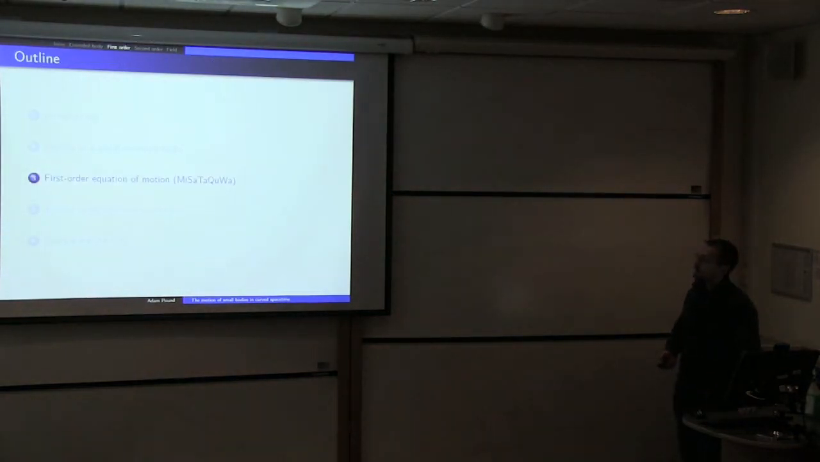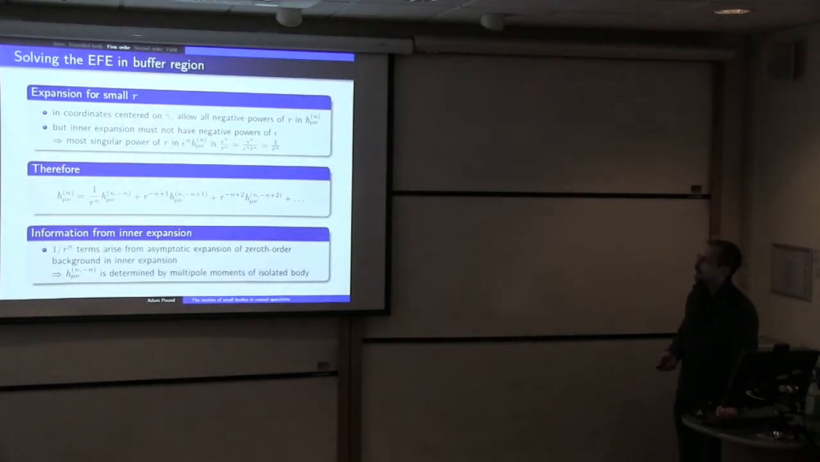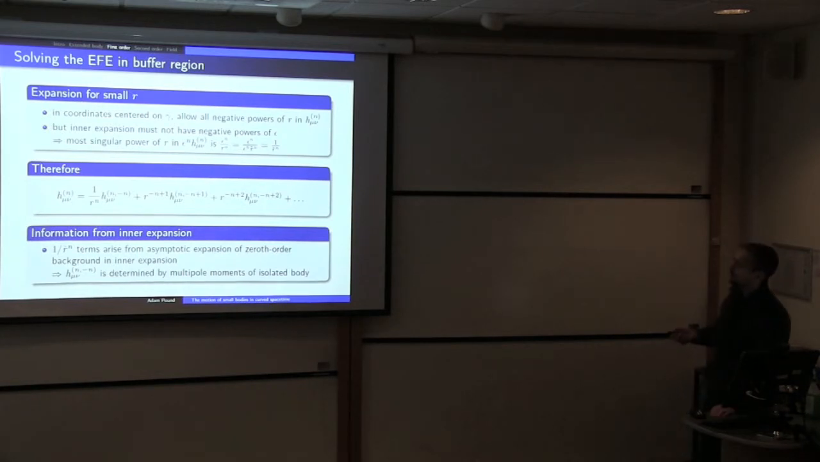Now how do I use this whole setup in practice? I will quickly go through and sketch the results at first order and then at second order. So the basic idea is to solve the Einstein equation in the buffer region, and that's going to get us the equation of motion. So in coordinates centered on some world line gamma, which I'll eventually identify as the object's center of mass world line, I'm performing an expansion for small r of the external metric perturbation.